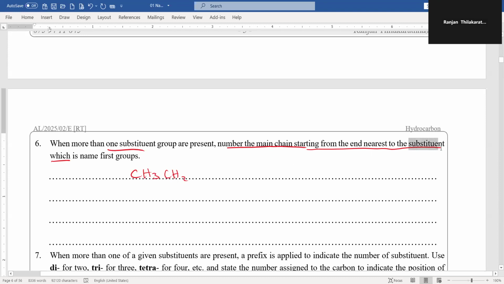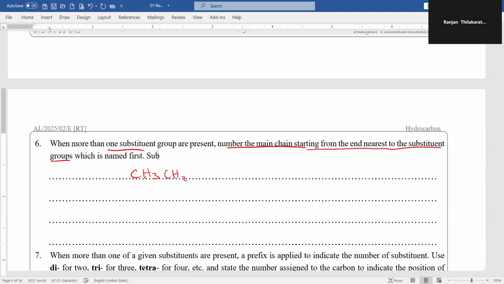Number the main chain from the end nearest to the substituent group which is named first. And substituent groups are named in the alphabetical order of the first letter of the name.